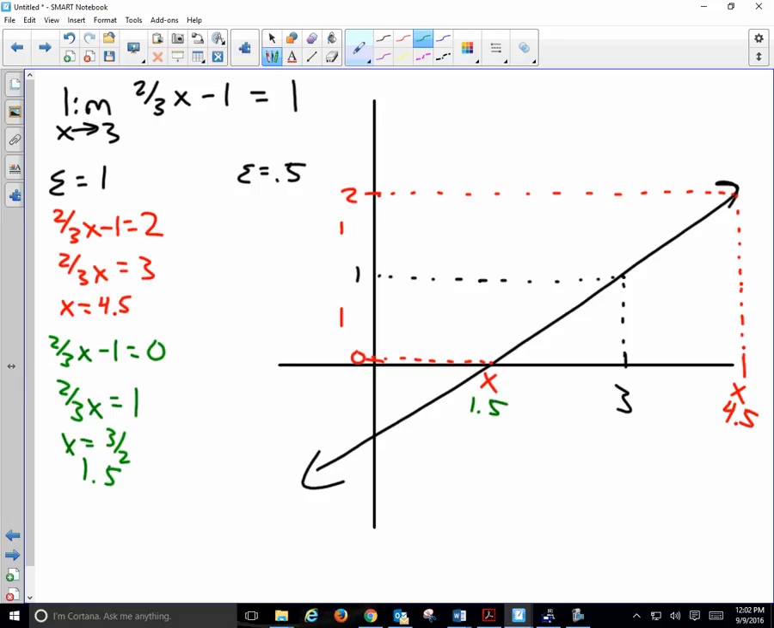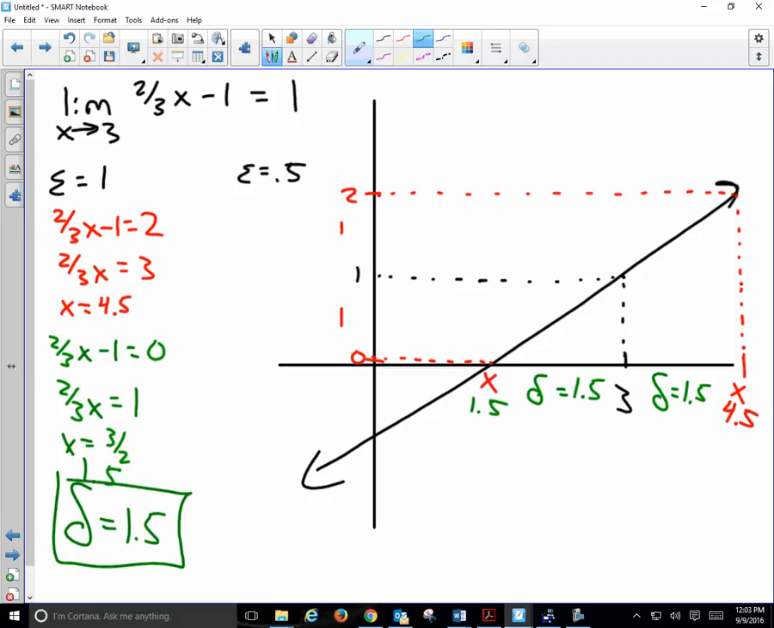I have to now answer what delta is. Delta is the difference between the x value and the point that I'm approaching. What is the difference here? 1.5, or 1.5. What's the difference between 3 and 1.5? It's the same in this situation. If it's not the same, you choose the smaller of the two. So answering delta is 1.5 is the correct answer there. That is the value that would give us a small enough window to guarantee that all the outputs are within 1 unit of the limit.